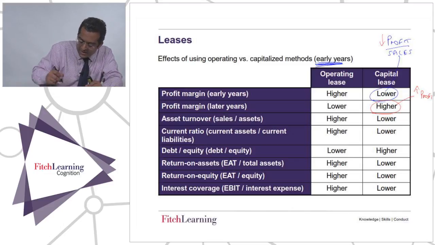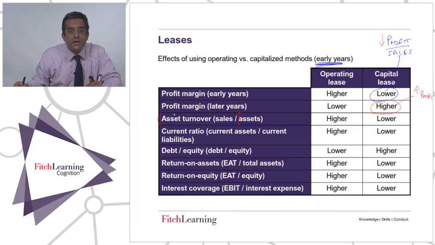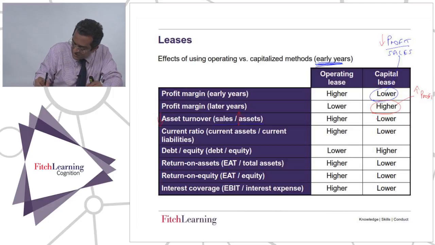Asset turnover, everybody, is to do with the sales relative to our assets. So the main thing is the sales, again, is not affected, but because assets are higher, it's going to make the asset turnover lower. You see that there. So lower because of higher assets.